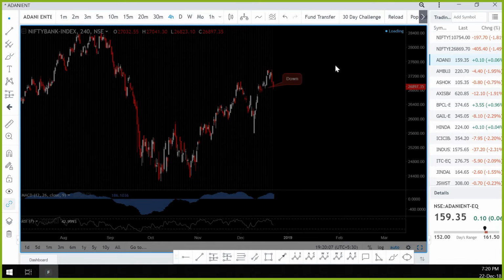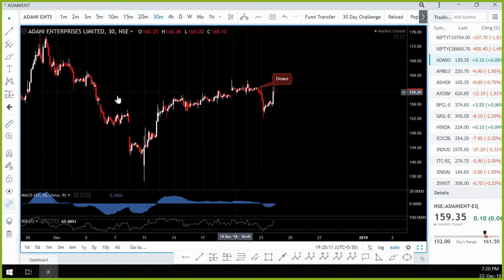Adani, I don't think you guys should be trading it. We trade it in the trading room. It's in the consolidation, so don't worry about it.